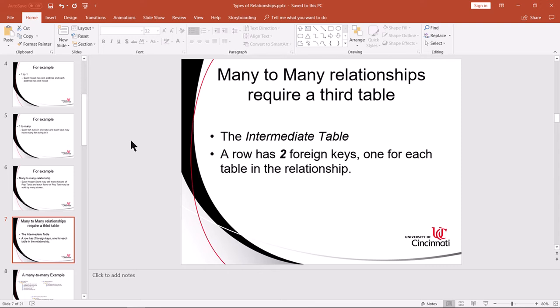The 2 foreign keys are relationships or links or joins back to each of the entities that are participating in the many-to-many relationship. In our example then, the intermediate table will have a foreign key that points to a Kroger store in the store table, and a foreign key that points to the Pop-Tart flavor in the Pop-Tart flavor table.